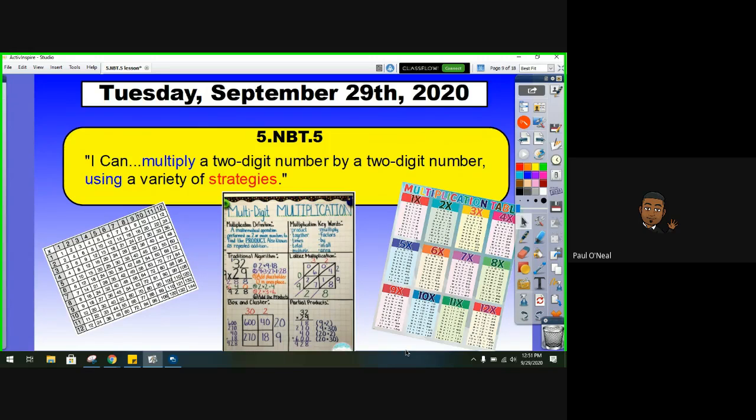To end it, I'm going to play a video that would help us out with understanding a little bit more of the area model and the partial product. But first, I'm just going to go ahead and demonstrate solving a few problems with this, okay? So take a look.